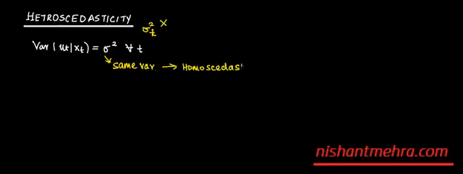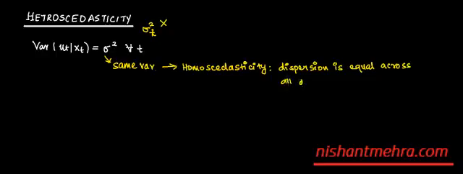Homoscedasticity. That would mean dispersion is equal across all observations. Across all observations. Okay.